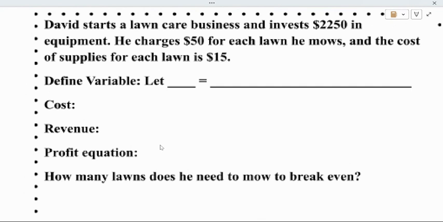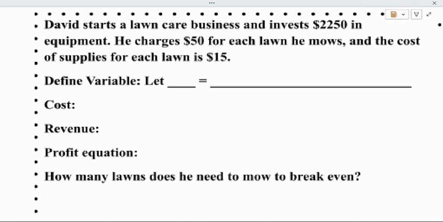David starts a lawn care business and invests $2,250 in equipment. He charges $50 for each lawn he mows, and the cost of supplies for each lawn is $15. Define variable. Okay, so let's just go back up to that problem. What do you think our costs are going to be in this situation?